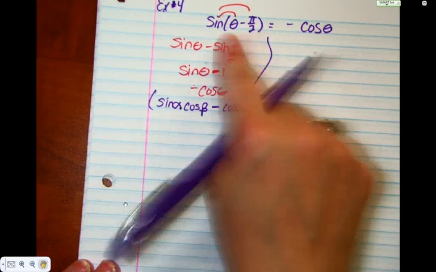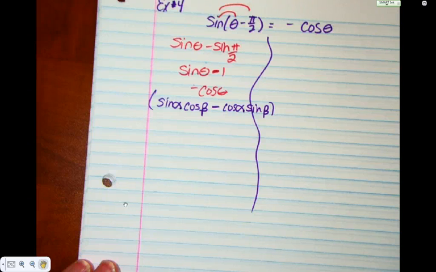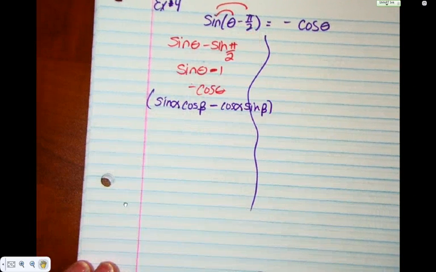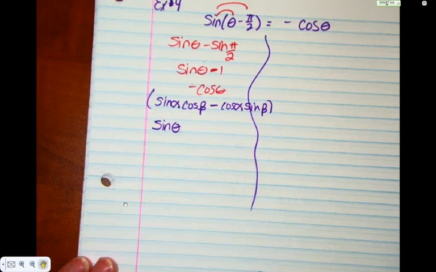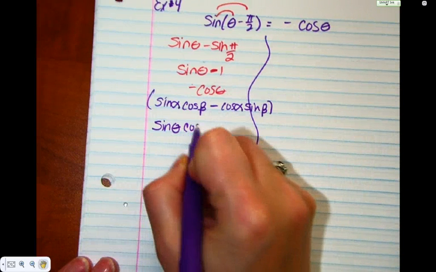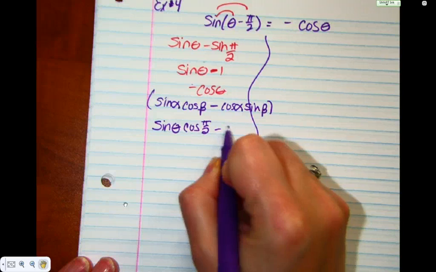Well, what is alpha? What's the first angle they've given us? So they didn't give us alpha and beta. What did they give us as the first angle? Theta. So I'm just going to replace alpha with theta. And what is beta? What is the second angle that they gave us? Pi over 2.